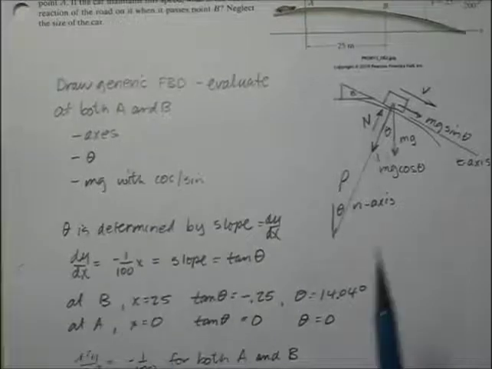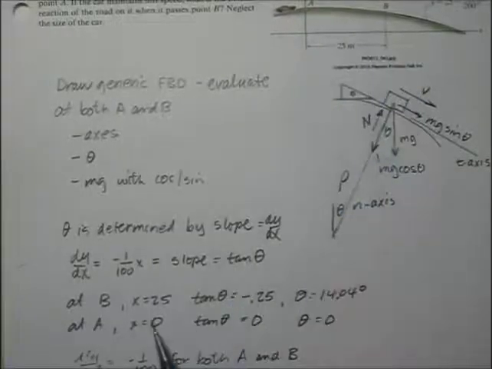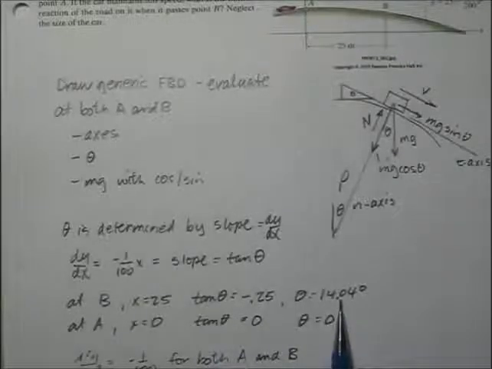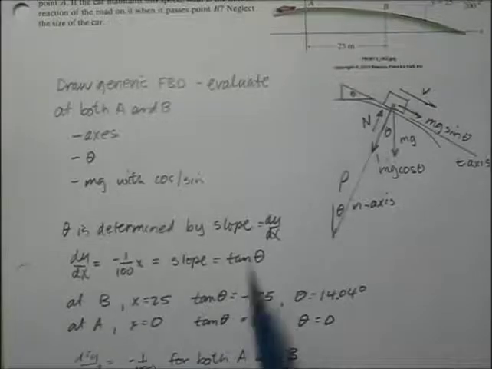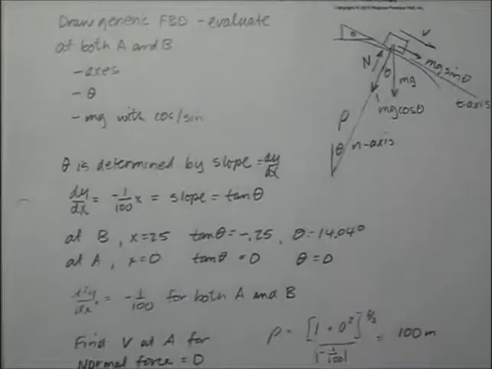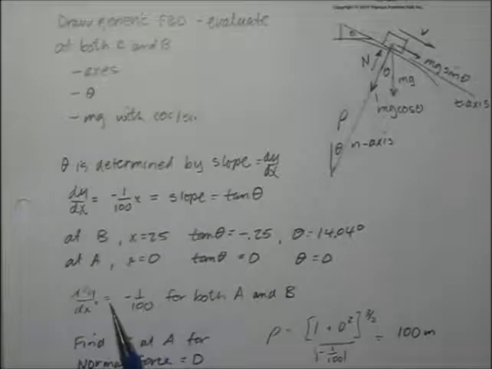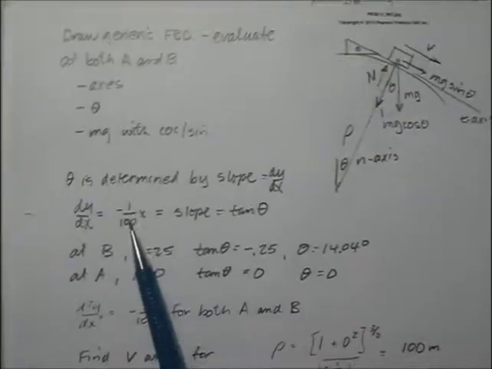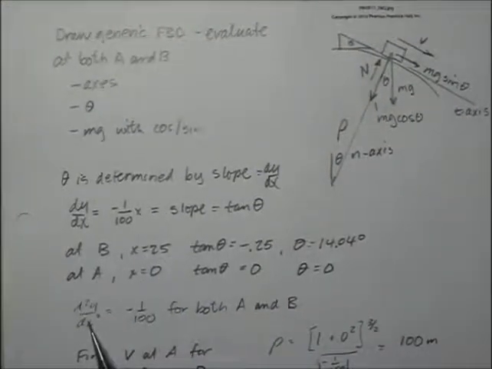So we'll evaluate those at both of our points. Let's say that at B, where x is equal to 25, the tangent of theta is equal to 0.25, and that means that theta is equal to 14.04 degrees. When x is equal to 0 back here, then the tangent of theta is equal to 0, which means that theta is equal to 0. The second derivative with respect to x is minus 1 over 100 for both of those. Looking again at the equation, here's dy/dx, and then d squared y/dx squared is minus 1 over 100 for both A and B.